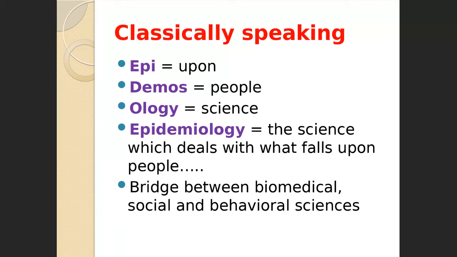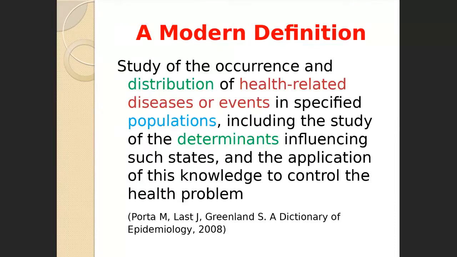Also, epidemiology was defined in the past as the branch of medical science which treats epidemics. About 200 years ago there were widespread epidemics like cholera in London, and this definition came from that. But what is the modern definition of epidemiology?